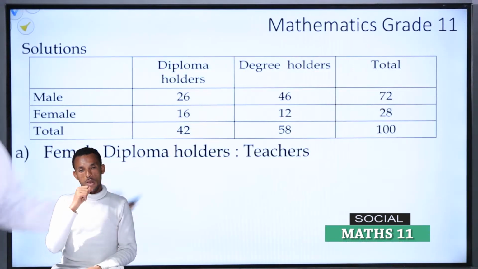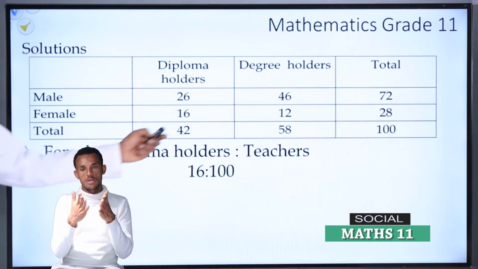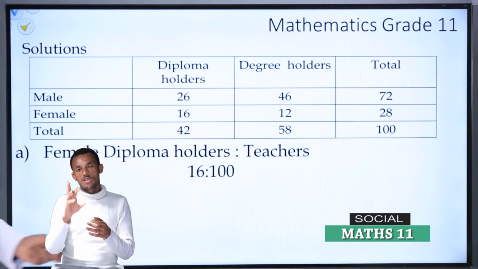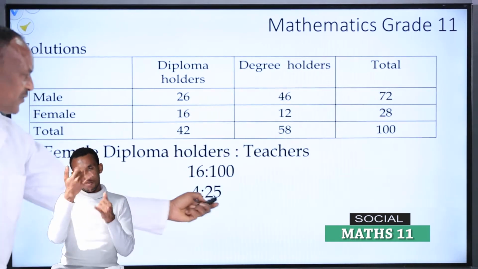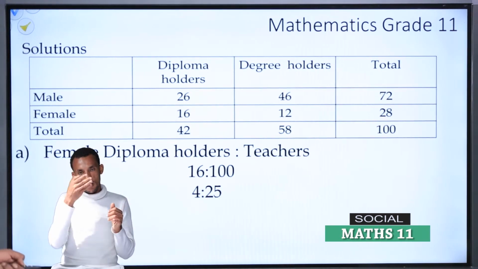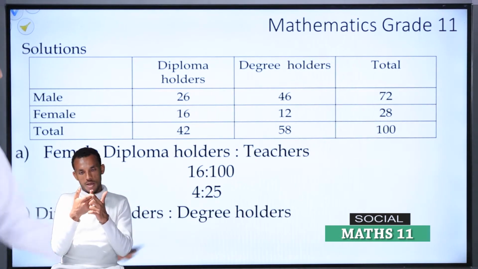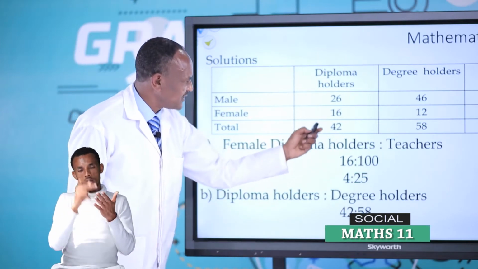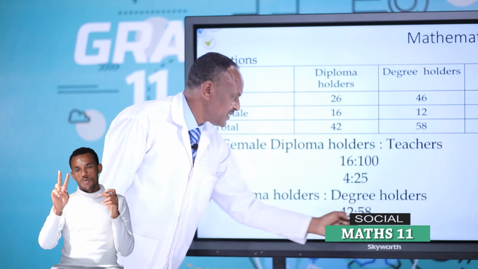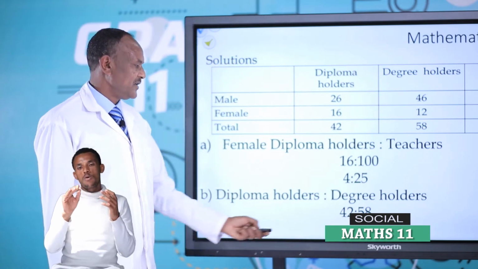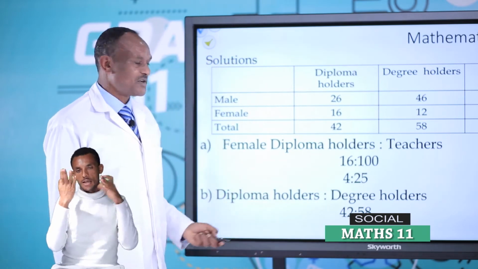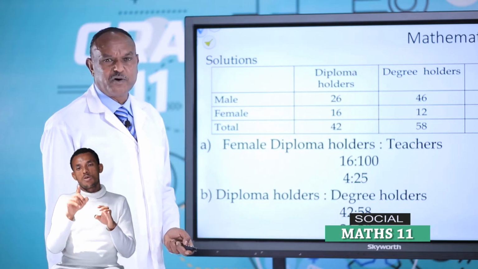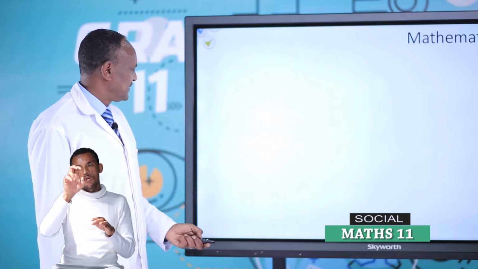Female diploma holders to teachers: female 16, total 100. This is the ratio. Divide both sides by 4. You have 4 to 25. Second one, diploma holders to degree holders, part to part. There are 42 teachers with diploma and 58 teachers in that school with degree, so 42 to 58 is the ratio. When it is expressed in simplest form, you will have 21 to 29.